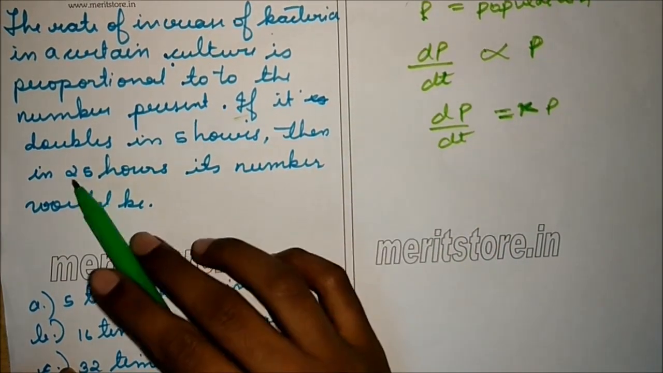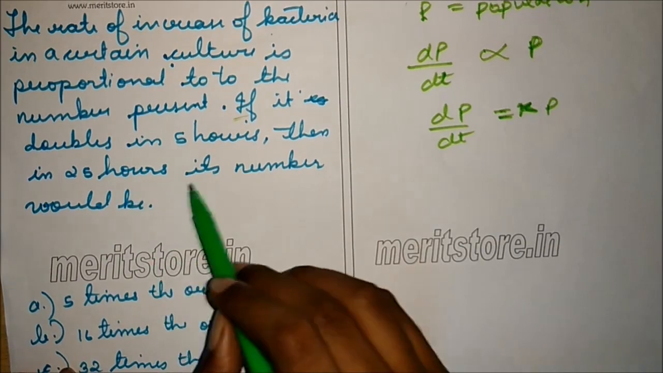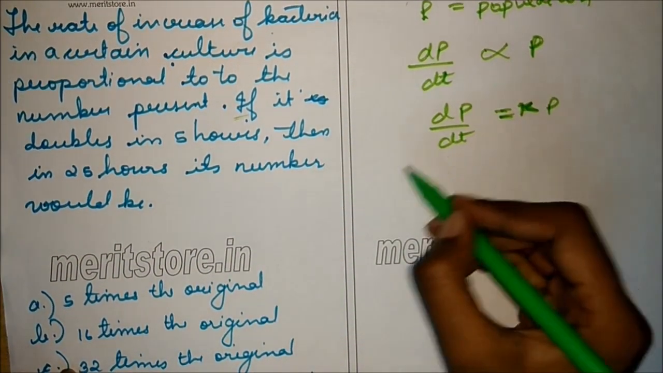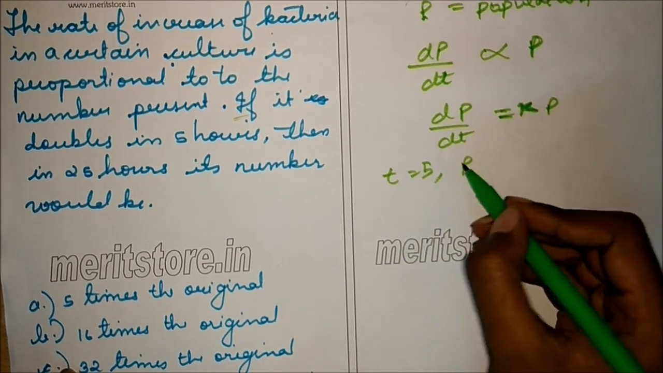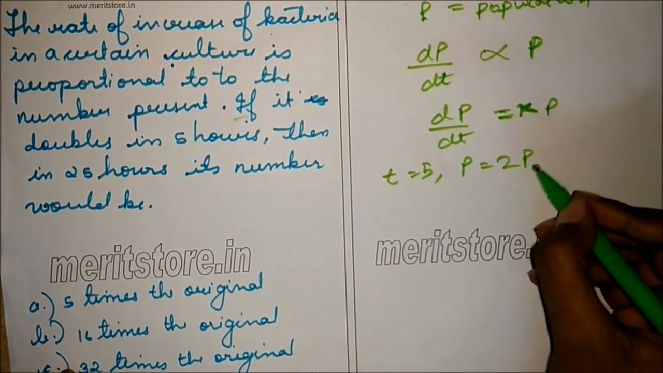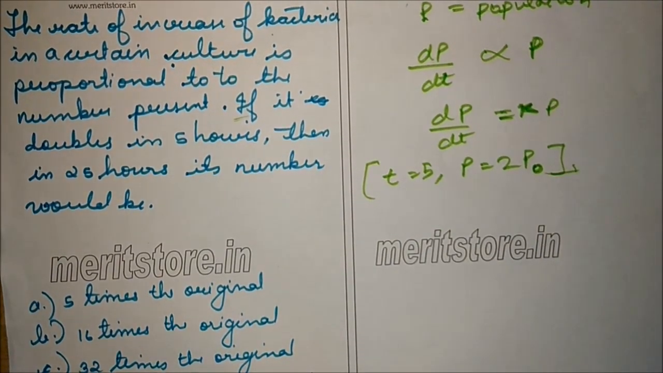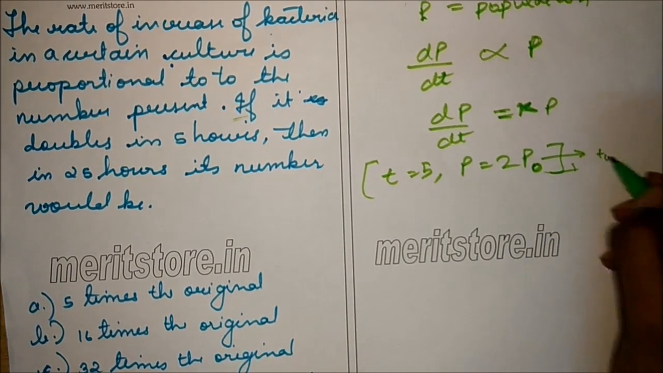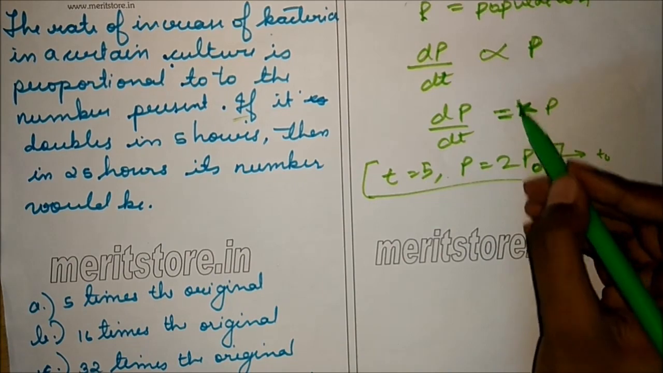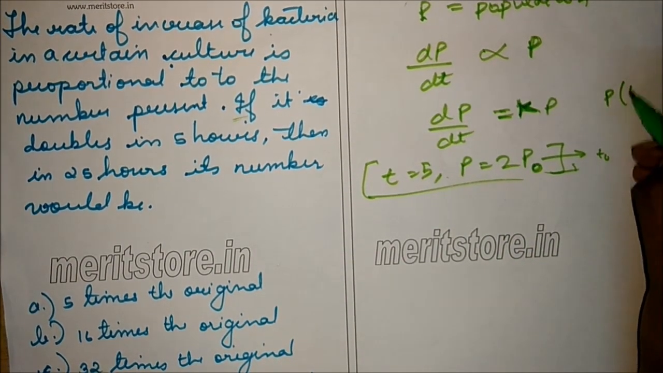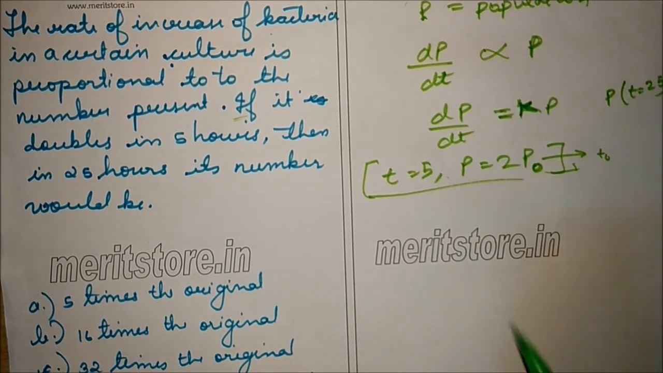So next part is, if it doubles in 5 hours, then in 25 hours the number would be what? So when t equals 5, P will be 2 times P original, that is P when t was 0, the initial one. So what we are supposed to find is P at t equals 25 hours.